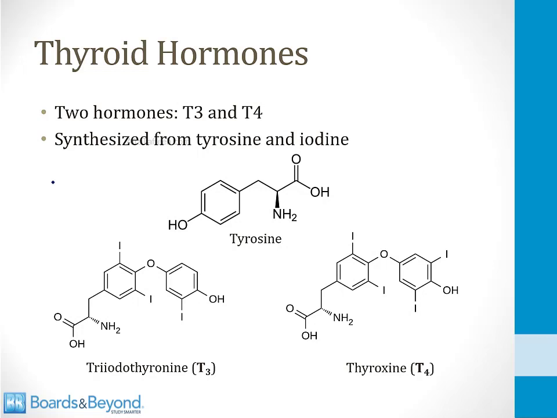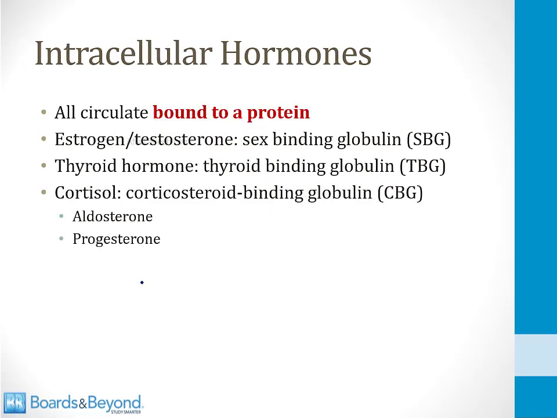I talk about this in other videos, but thyroid hormone comes in two forms, T3 and T4. They are both synthesized from the amino acid tyrosine and iodine, and these are the structures on the screen of T3 and T4, both lipid-soluble hormones that act intracellularly. All the lipid-soluble hormones are not soluble in plasma, therefore they need to circulate bound to a protein. And so if you know that list of lipid-soluble hormones, then you know the list of hormones that act intracellularly, and you also know the list of hormones that circulate bound to a protein.